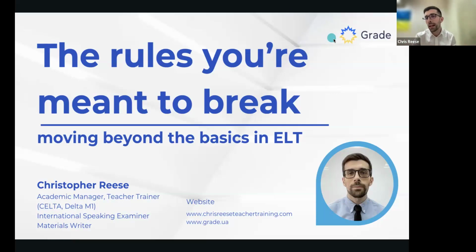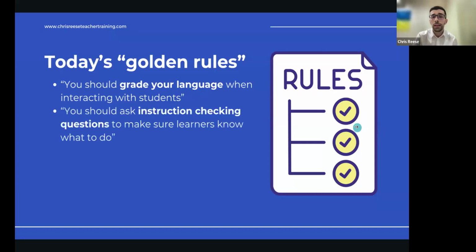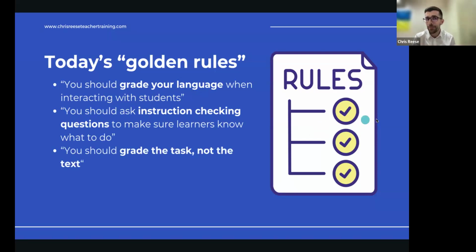So for this, we're going to be looking at a few golden truths today. Today's golden rules are going to be, first, you should grade your language when interacting with students. Second, you should ask instruction checking questions to make sure that learners know what to do. I know many of us would have learned this on a CELTA course or working with a head teacher. If you're not sure what these things are, that's fine. We will talk about them later. Third, you should do something called grading the task, not the text, that messing with text is bad and evil.